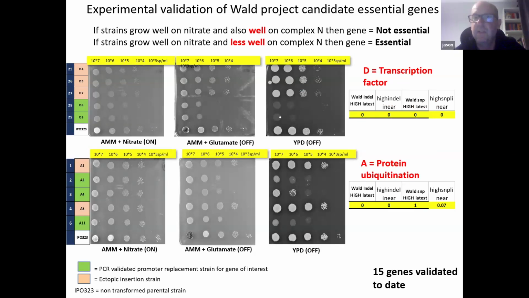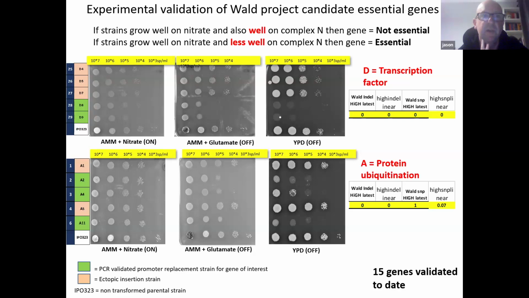I'm giving you an example here of two genes that we have identified so far. I can't give you the exact details of what they are due to confidentiality, but one is a transcription factor and one is involved in the general process of protein ubiquitination. Starting with the left panel, we have ectopic mutants, which are pink. They are controls. IPO323 is a control at the bottom. And then you have the greens, which are the validated promoter swaps, where we've effectively introduced the nitrate reductase promoter instead of the native promoter.